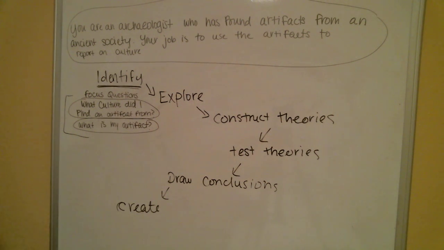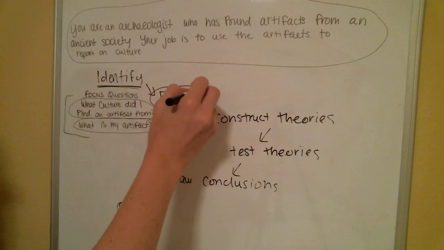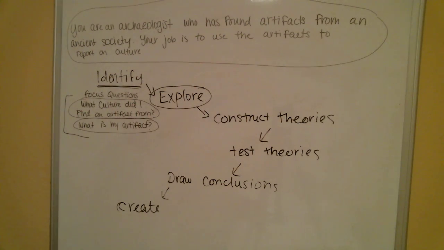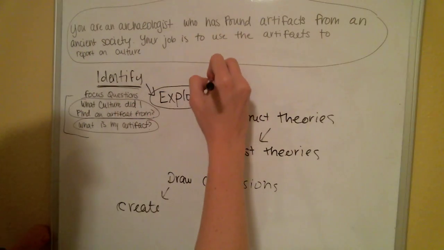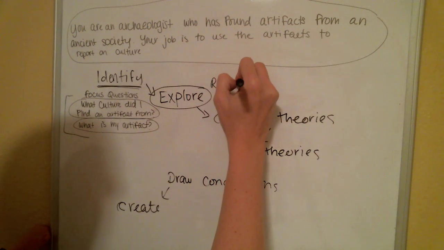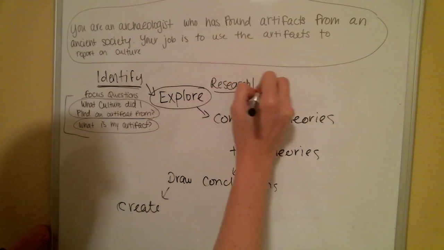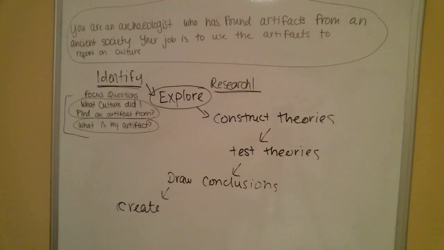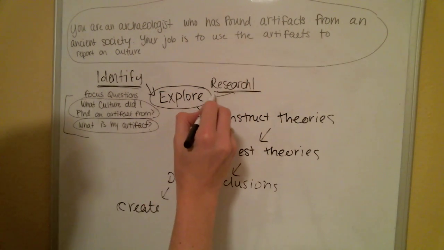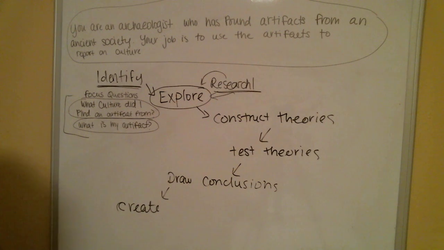So once you're done with that, you move on to explore. Explore is your research part. This is where you go and you try to find your answers. So you take your questions and you think about them and then you start to research them. If this was one of my focus questions, what culture did I find an artifact from? What culture am I focusing on? I would think about it and be like, well, what am I interested in?